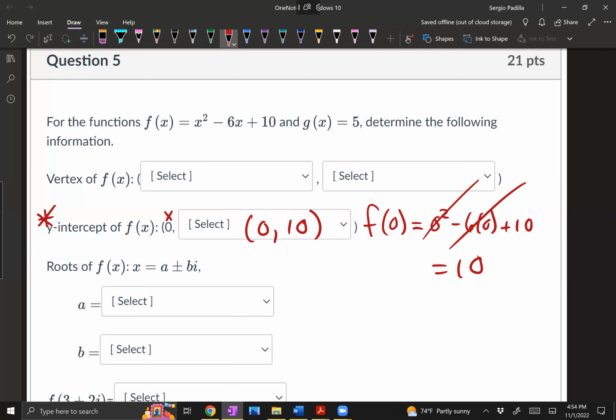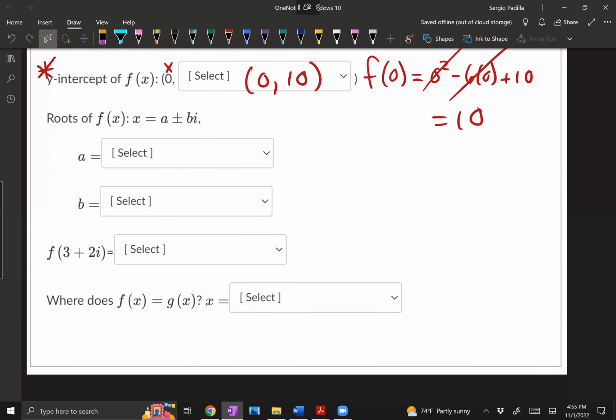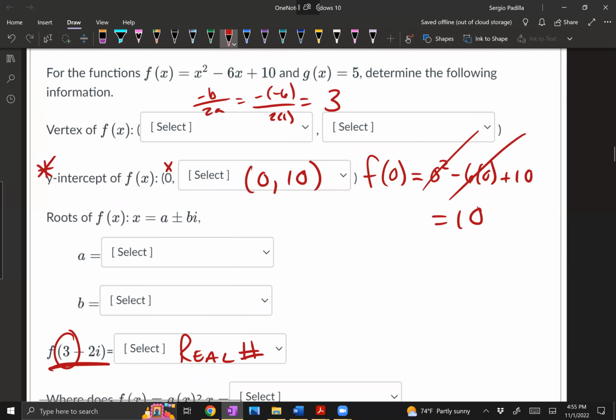To find the roots of this, you would again use the quadratic formula, and again, I'm not going to go into that. But if I were to take really quick negative b over 2a, or -(-6) over 2 times 1, I know that the x-coordinate of my vertex is going to be 6 divided by 2, which is 3. So I know that if I were to plug in 3 plus 2i, I'm going to get a real number, not an imaginary number, because this 3 matches the 3 from the vertex.